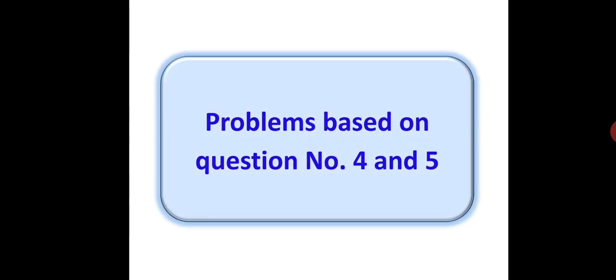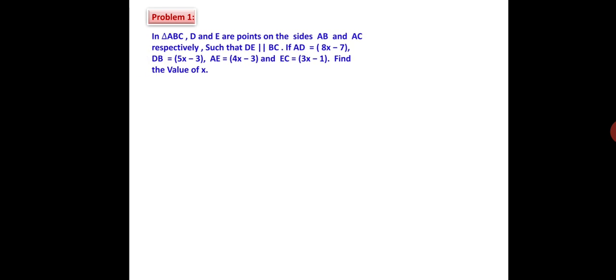Friends, let us first look at these problems based on question number 4 and 5. Let us consider one problem here. In triangle ABC shown in the figure, D and E are points on the sides AB and AC respectively, such that DE is parallel to BC. If AD is equal to 8x minus 7, DB is equal to 5x minus 3, AE is equal to 4x minus 3, and EC is equal to 3x minus 1. Find the value of x.